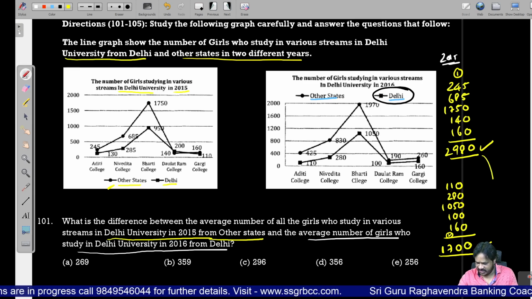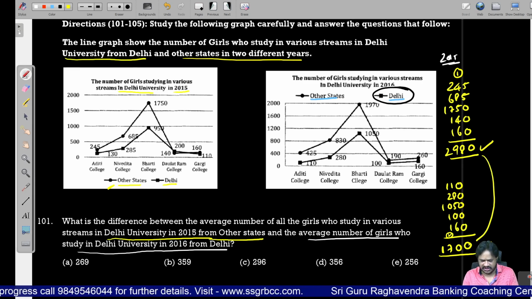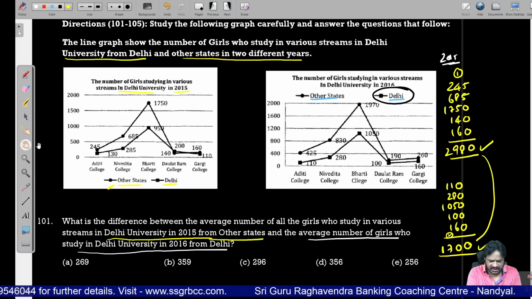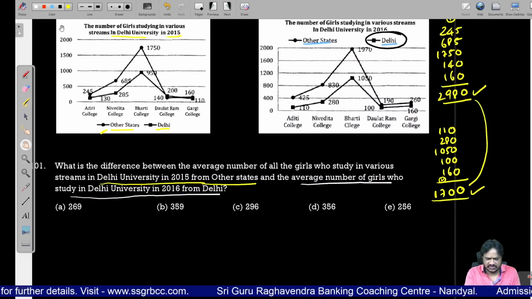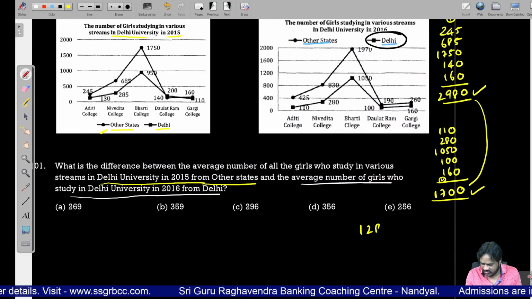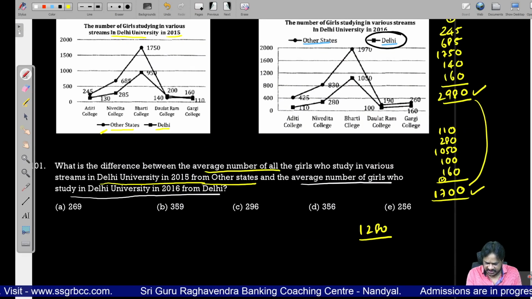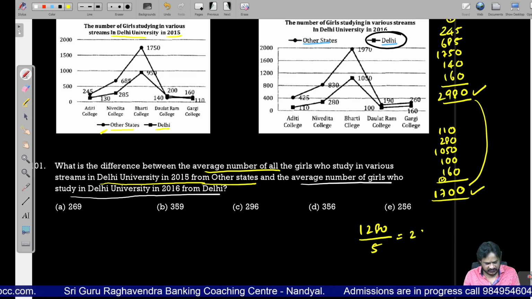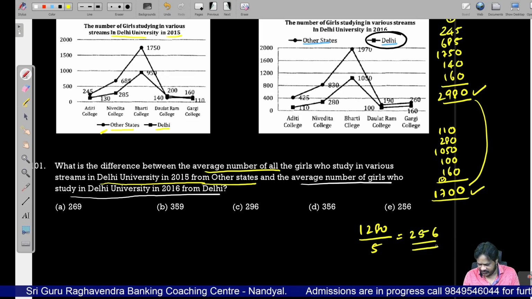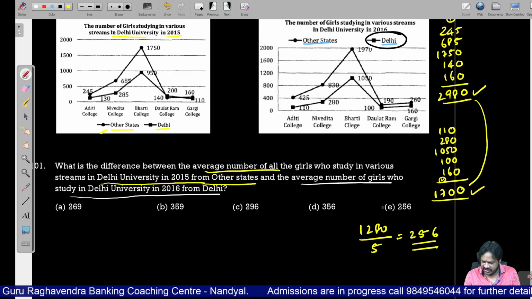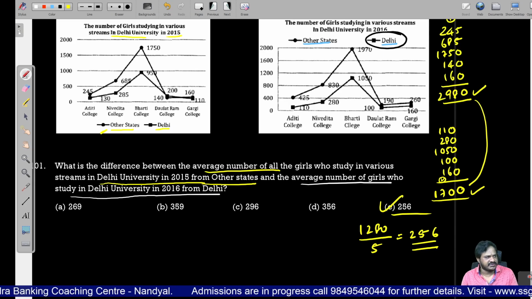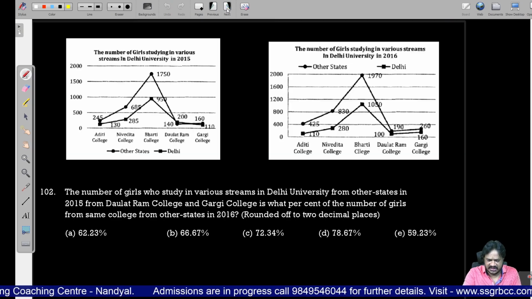First of all, you take the difference of 2980 and 1700. You will get 1280. So the difference is 1280. We want the average. Average means divide by 5. 1280 by 5 is 256. The answer is 256. Option 5 is the correct answer. Let us see the next one.